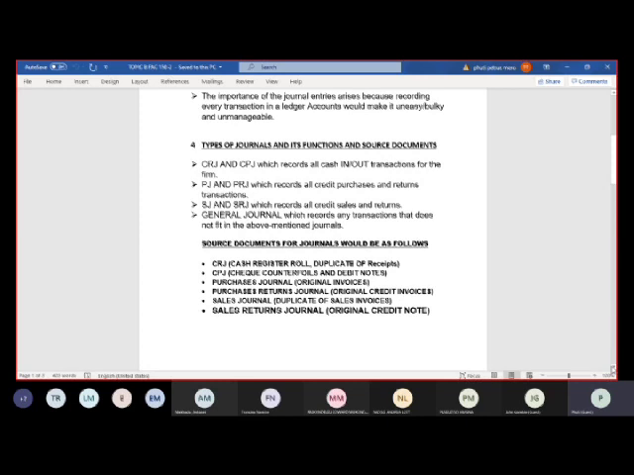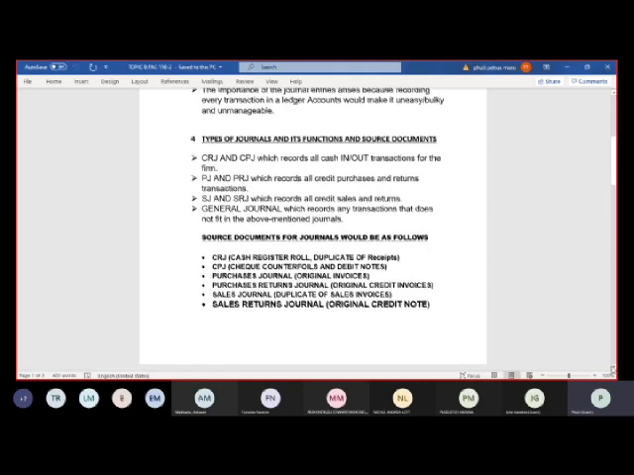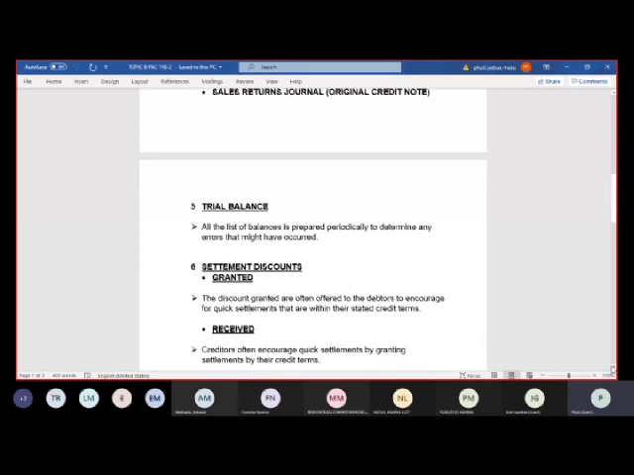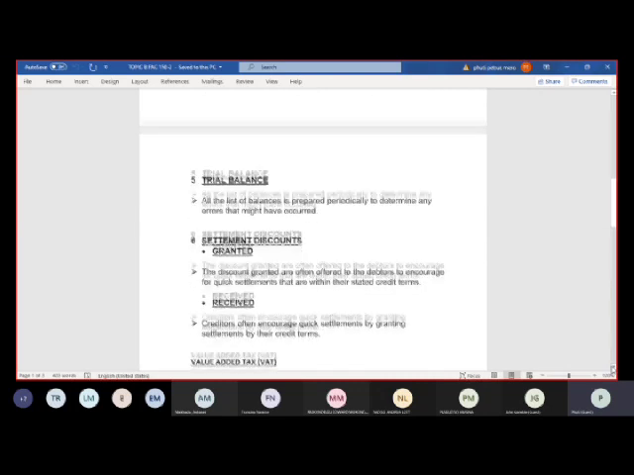In the purchases journal, we need the original invoices. And for the returns, we need the original credit invoices. For the sales journal, you need the duplicate of the sales invoices. And for the returns, we need the original credit note. Just ensure that you go through your source documents to verify that, because I'm not sure about my summary, especially under the sales returns journal.